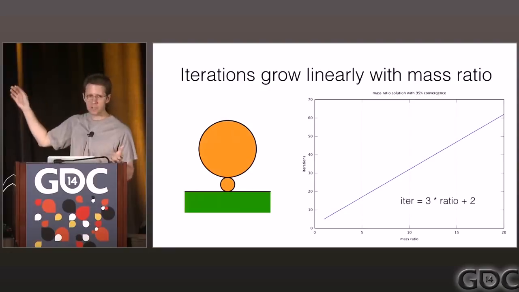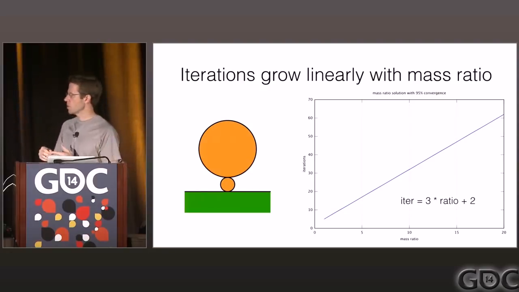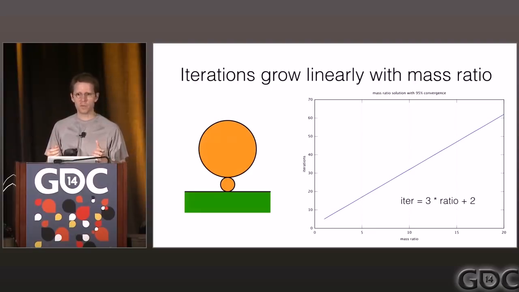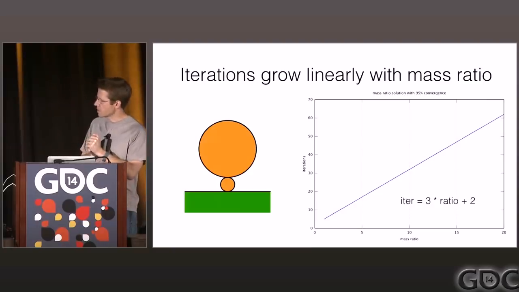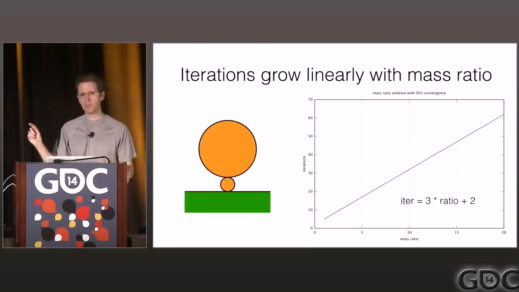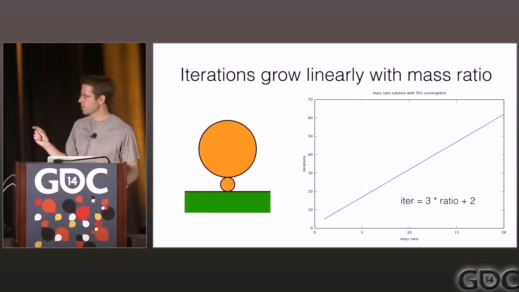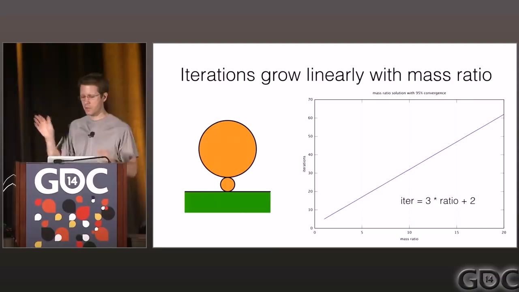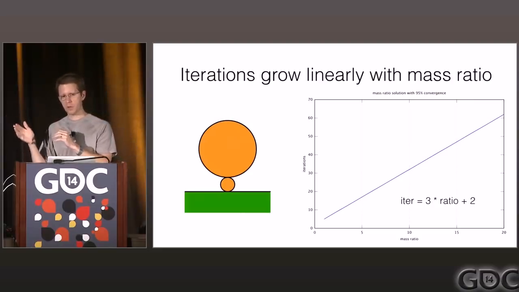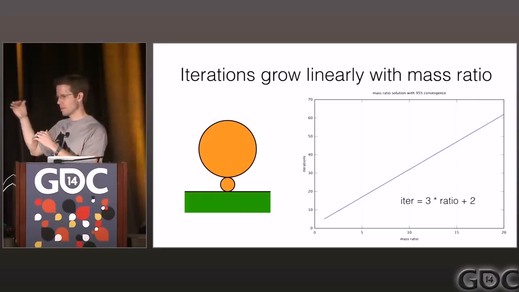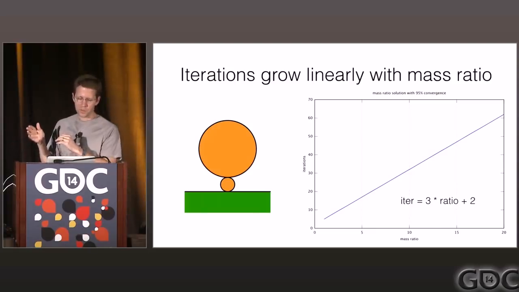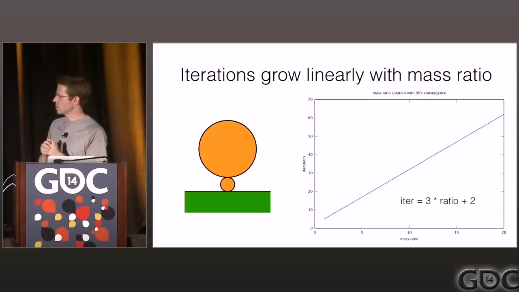It actually turned out to be a straight line. A curve fit said that the number of iterations needed was 3 times the mass ratio plus 2. What that means is, first, the minimum number of iterations you're ever going to need is 2. Also, as the mass ratio increases, if you double the mass ratio, then you need double the number of iterations.